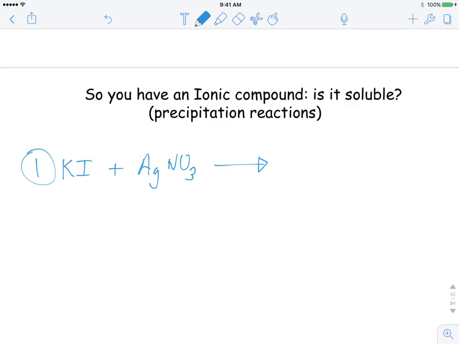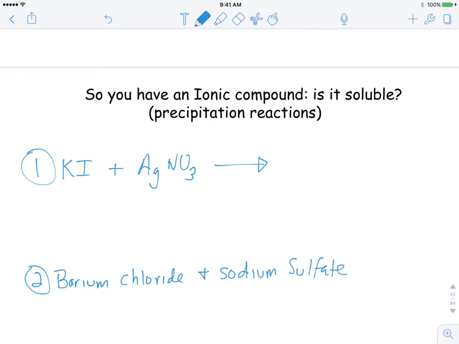Sometimes you'll just be given the formulas only in word format. So you might be given something like this, where they give you barium chloride and sodium sulfate. So again, transform this into the symbols, and then write out what the reactions are and write out what the products are. Let's see how you do with this.